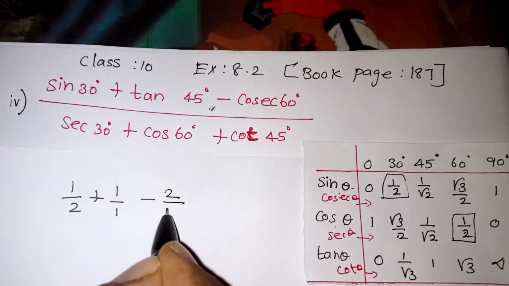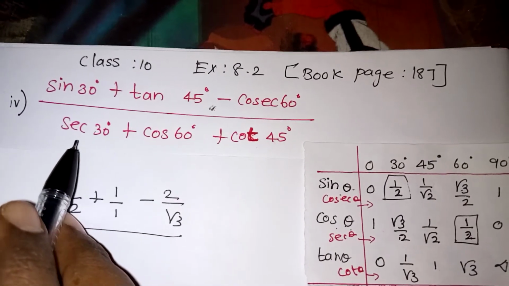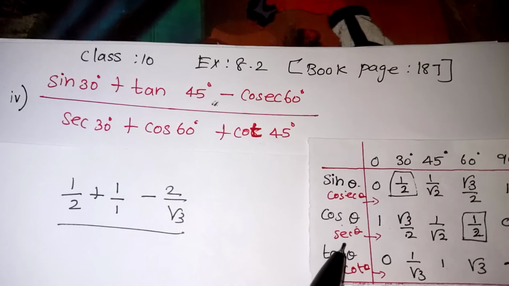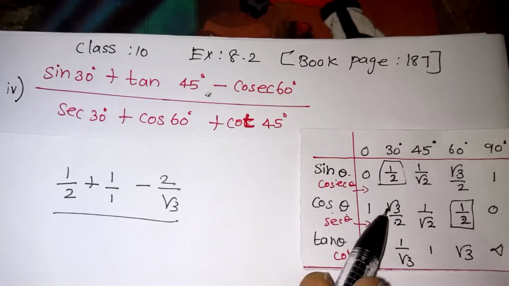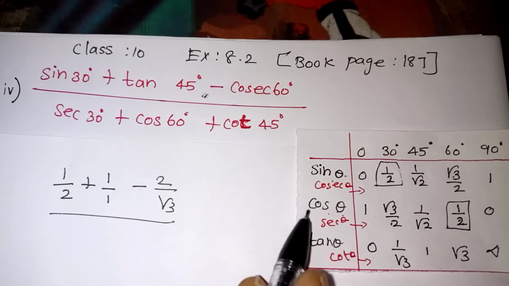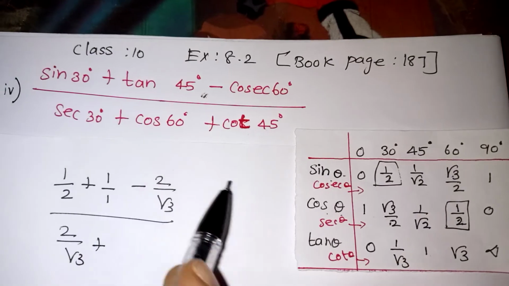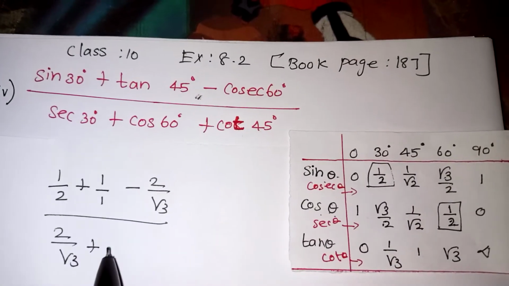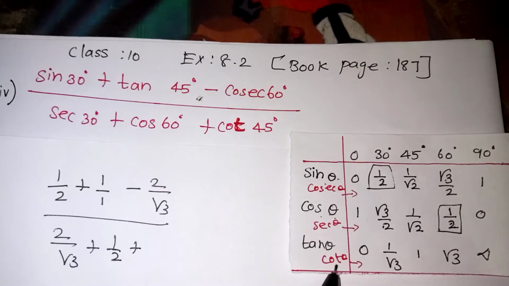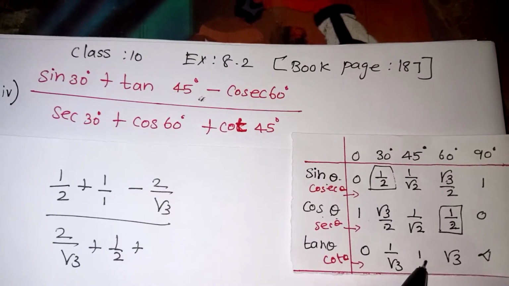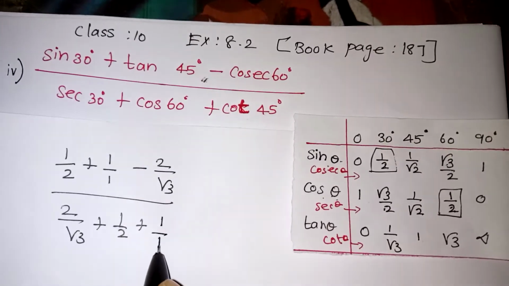Write it 2 by root 3 divided by secant 30. Secant 30 is nothing but cos reciprocal. So cos 30 reciprocal will give you secant 30. Cos 30 is root 3 by 2. So secant will be 2 by root 3. So 2 by root 3 plus cos 60. Cos 60 degrees is 1 by 2 plus cot 45. So cot 45 degree and tan 45 degree are reciprocal. So tan 45 is 1, cot 45 also 1. So 1 by 1 we can write it.